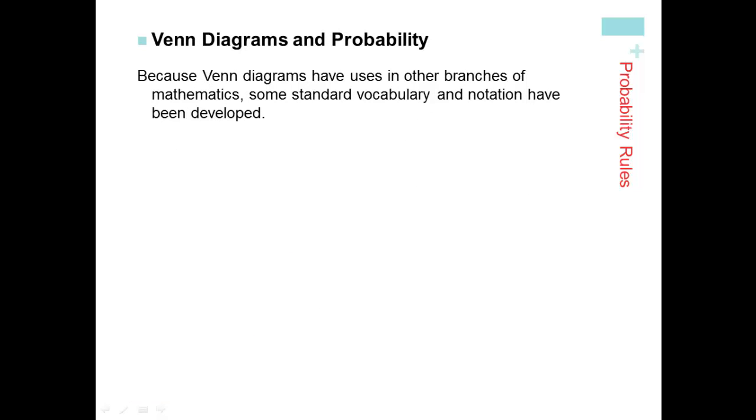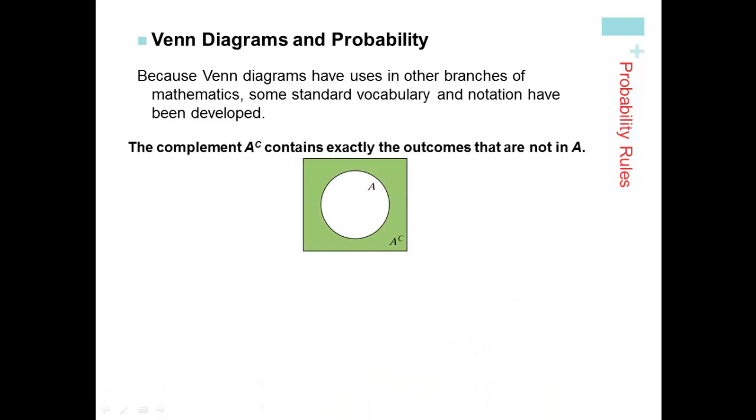Because Venn diagrams have uses in other branches of mathematics, some standard vocabulary and notations have been developed. We have talked about complements before. The complement of A, A complement, contains exactly the outcomes that are not found in A.